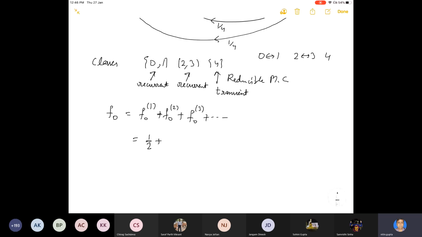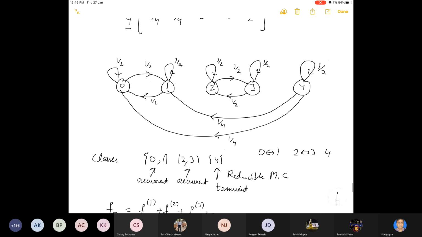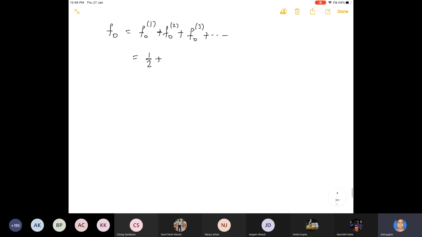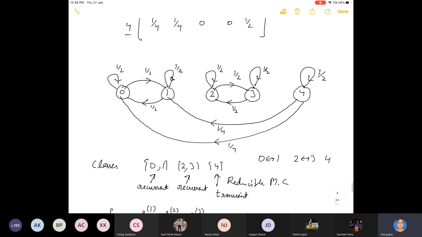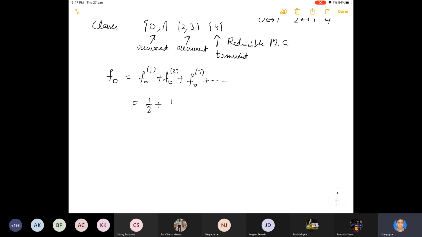Plus in 2 steps, you have to visit, but in between, you cannot visit. Okay, so you cannot stay in 0 because you cannot visit in between. In 2 steps, you have to visit state 0, but in between, you cannot be in state 0. So you have to go from 0 to 1 and then 1 to 0. Half into half. That is the only possibility. No other possibilities. If some other possibility is there, then you have to add that. So that will be half into half.